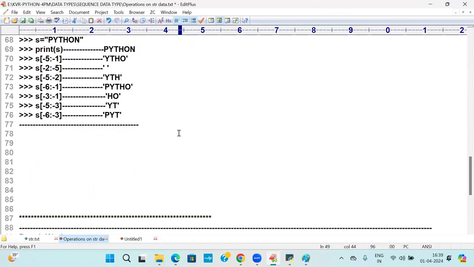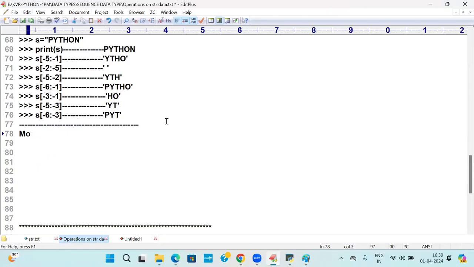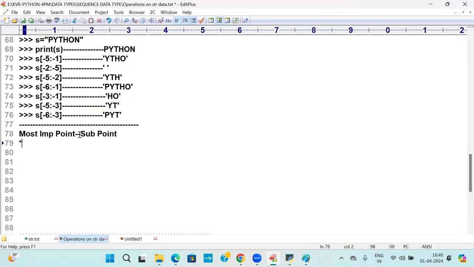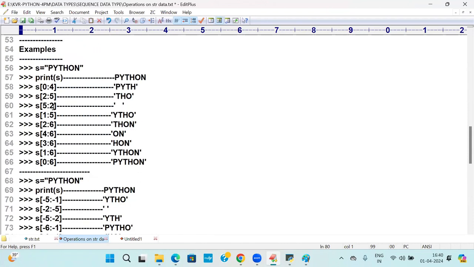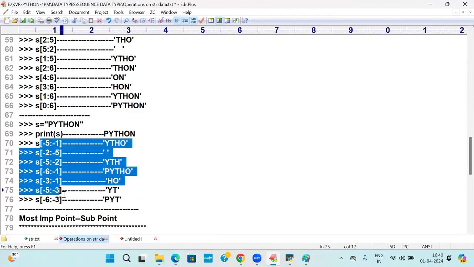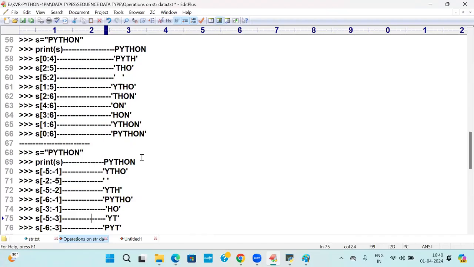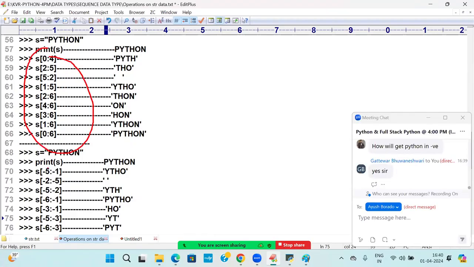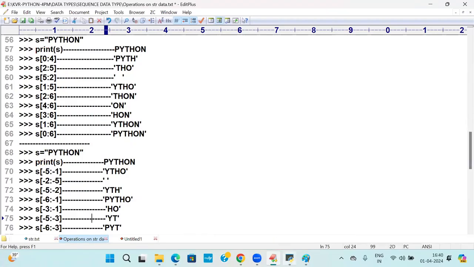Now, let me talk about one most important point. This is a sub point of this syntax. Here, what did you understand about all these things? These are positive indexes, or not? And this is called what next? These are negative indexes, or not? Here, positive indexes, and this is called negative indexes.